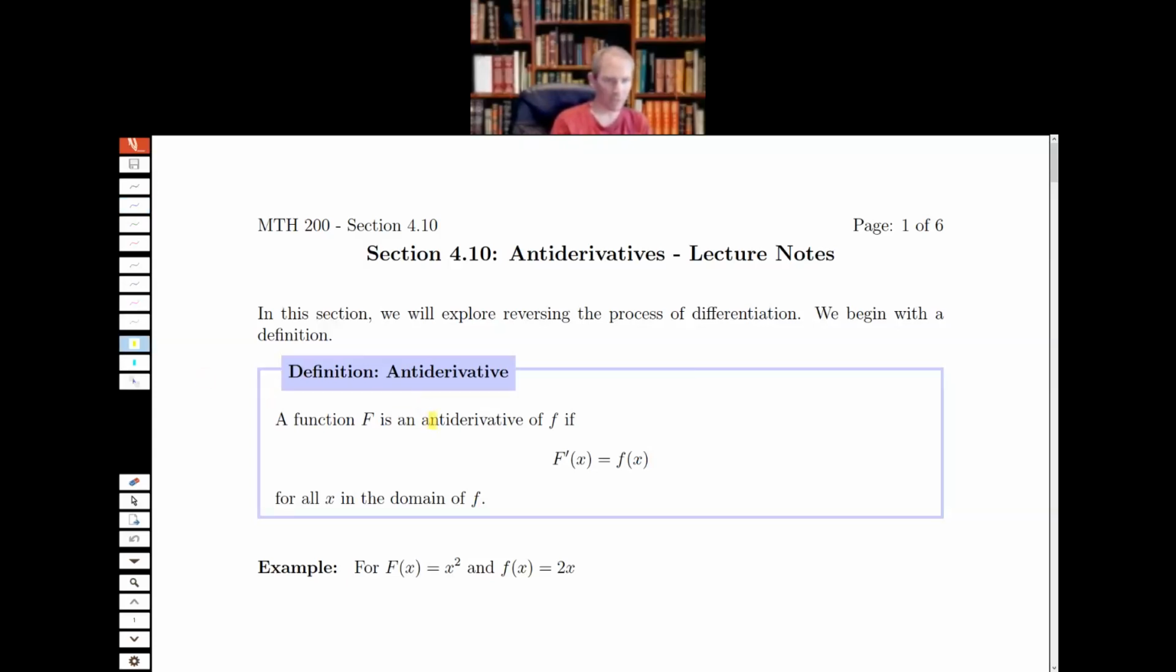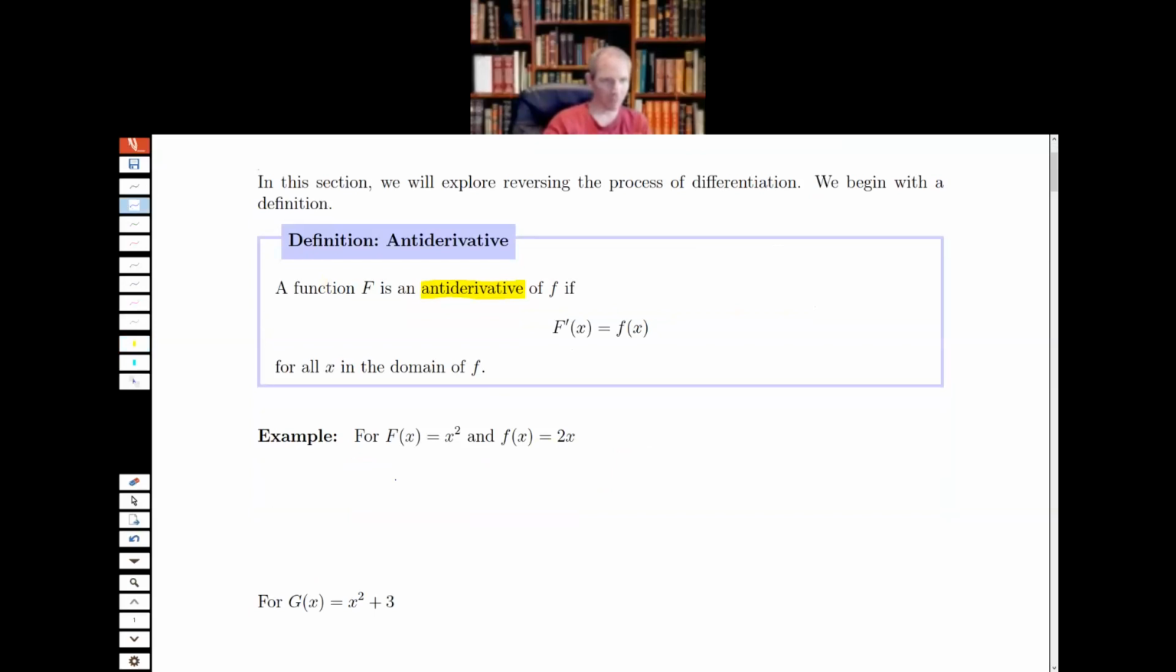So the definition of an antiderivative: a function capital F is an antiderivative of little f if the derivative of capital F is little f, right, for the whole domain. So for example, if capital F is x squared, then capital F prime is 2x, which is what little f is. So capital F is an antiderivative of little f.